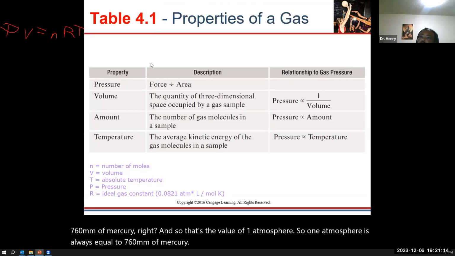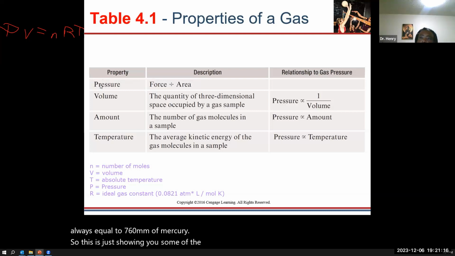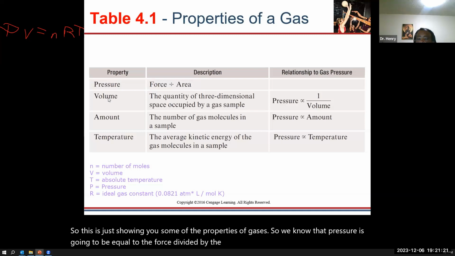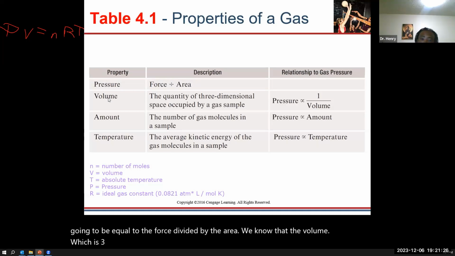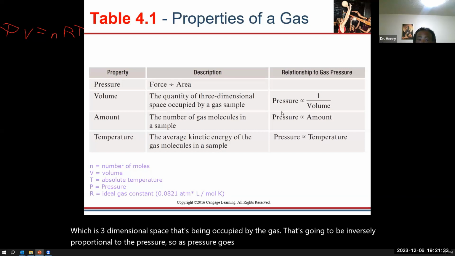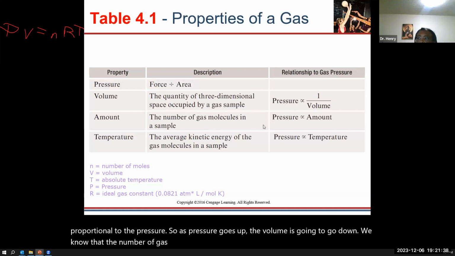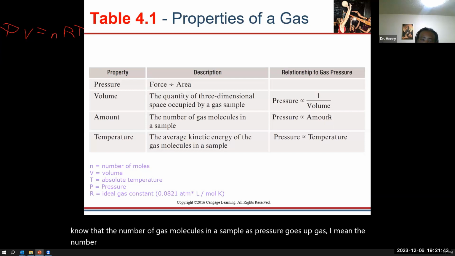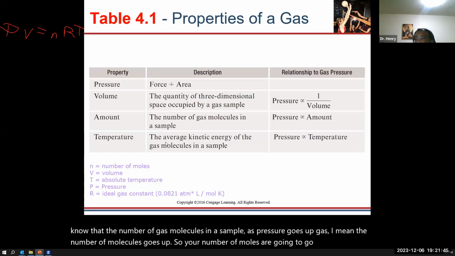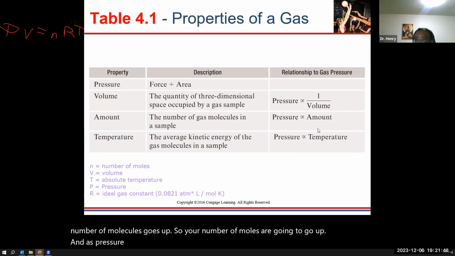So this is just showing you some of the properties of gases. So we know that pressure is going to be equal to the force divided by the area. We know that the volume, which is the three-dimensional space that's being occupied by the gas, is going to be inversely proportional to the pressure. So as pressure goes up, the volume is going to go down. We know that as pressure goes up, the number of gas molecules in a sample goes up, so your number of moles are going to go up. And as pressure goes up, our temperature is going to go up.